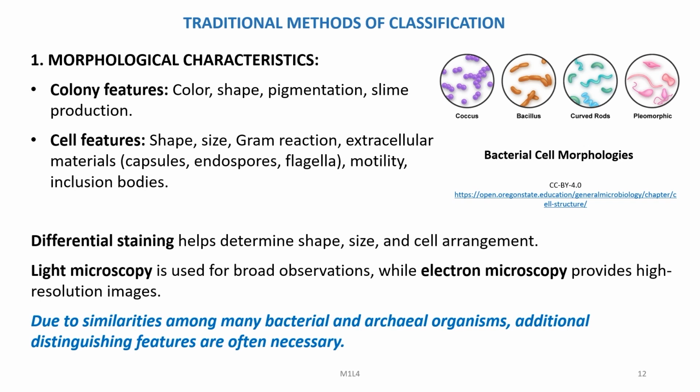So colony features, mostly the color, the shape, pigmentation or slime production are important morphological characteristics. Then cell features like shape, size and gram reaction, extracellular materials like capsules, endospore, flagella, motility, inclusion bodies, and these are already explained in detail in earlier lectures along with examples. And differential staining helps determine the shape, size and cell arrangement, and these are some of the different kinds of classes based on the cell morphologies, as you can see over here.